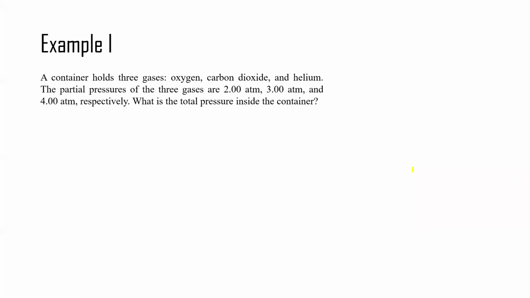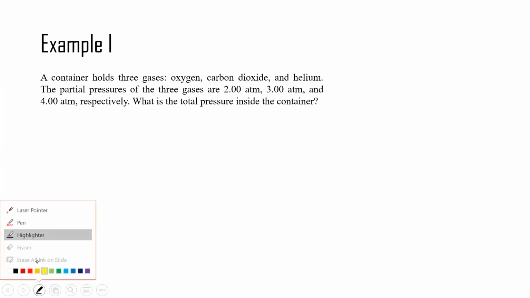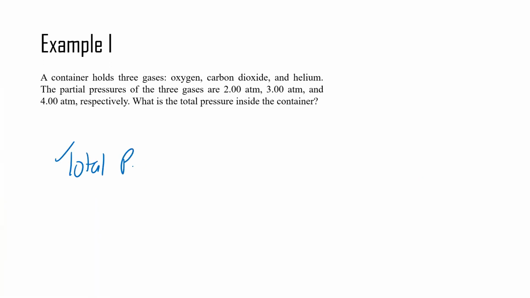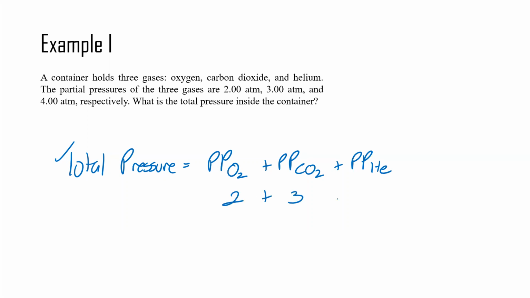A container holds 3 gases: oxygen, carbon dioxide, and helium. The partial pressure of the 3 individual gases is 2 atmospheres, 3 atmospheres, and 4 atmospheres respectively. So what is the total pressure inside the container? So here it's going to be relatively simple. Total pressure is equal to partial pressure O2 plus partial pressure CO2 plus partial pressure He, which is going to be equal to 2 plus 3 plus 4, which is equal to 9 atmospheres. So the total pressure here is going to be equal to 9 atmospheres.